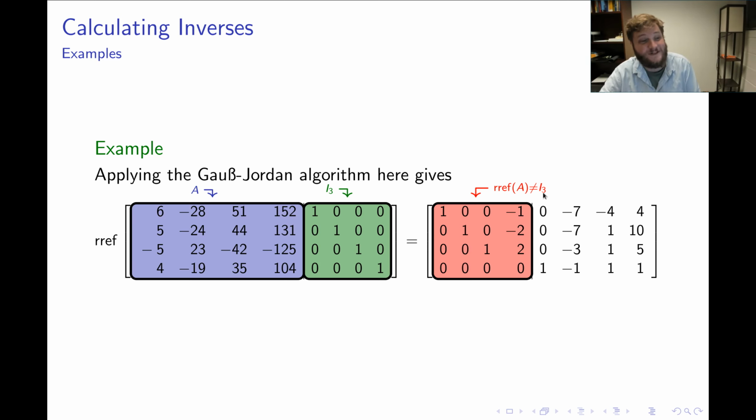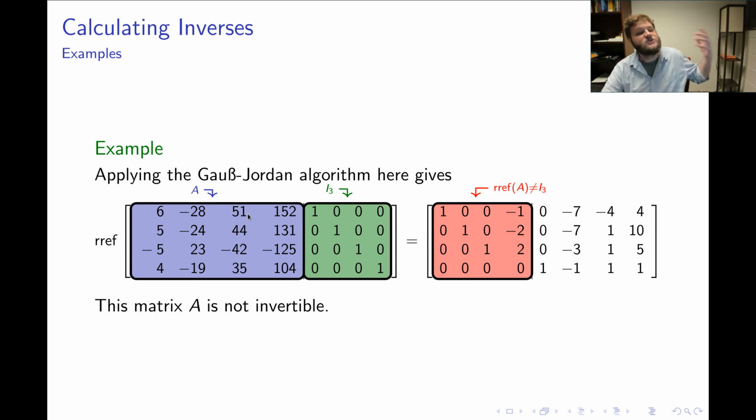This 3 is a typo. This should be 5. In fact, the rank of A here is 3. It is not equal to 5. So this matrix A is not invertible because its reduced row echelon form is not the identity matrix. Excellent. So the Gauss-Jordan algorithm is intelligent enough to tell us whether or not a matrix is invertible and also produce matrix inverses when a matrix is invertible.